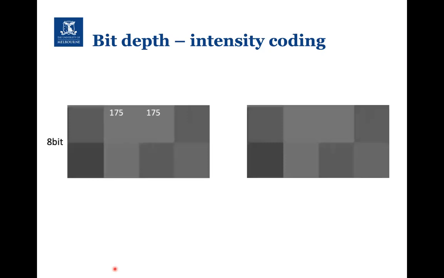This is just an example. Here we've got an array of 4x2 pixels. On an 8-bit scale, you can see that these 2 pixels here have essentially the same intensity values. Whereas if we go to 16-bit, we can actually start to separate these values out.